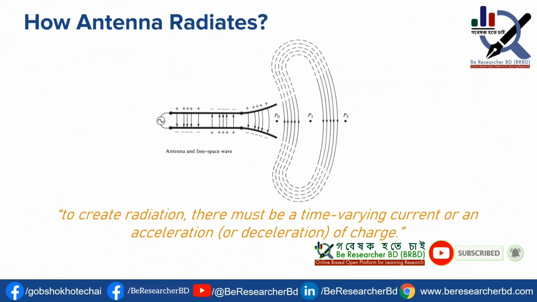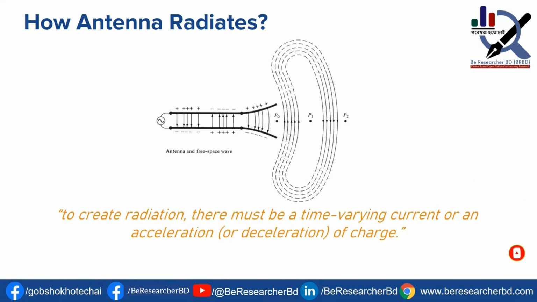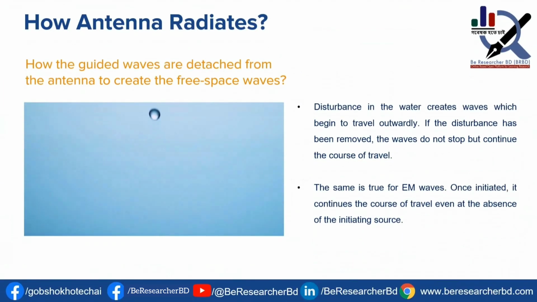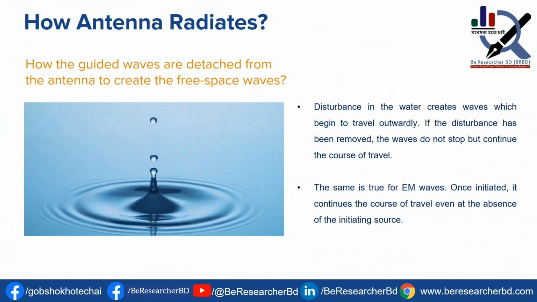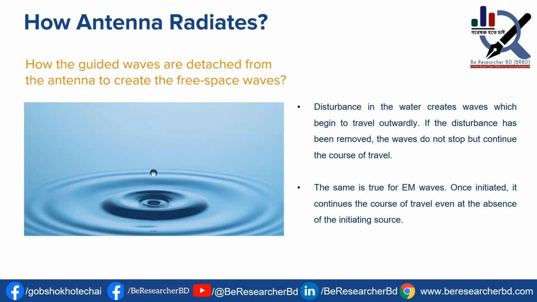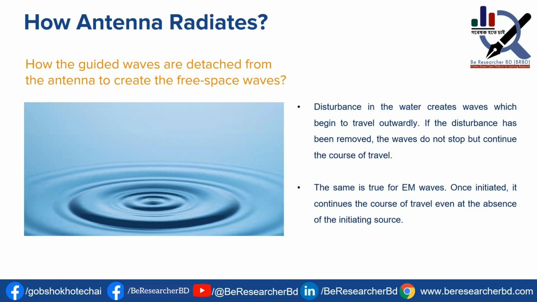Now the question is how an antenna radiates. To create radiation, there must be a time-varying current or an acceleration of charge. So we need a source that will force the charge into motion. Now, as we have learned how radiation occurs, still we need to know how the guided waves or EM waves are detached from the antenna.